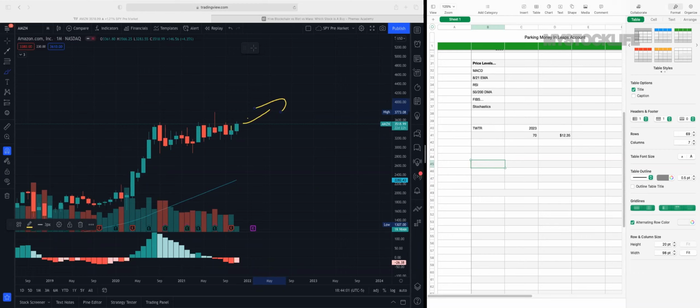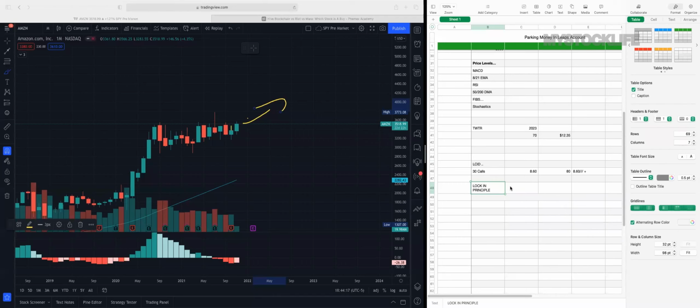So on my Lucid, like I explained, I got the 30 calls at $8.60. If I get the chance to sell the 80 call at anything above 860, I'm going to do it. That way I lock in my principal. This entire spread is free from 30 to 80. That's a 50-point spread, and the value is $5,000. A free position until 2023. If Lucid continues going up and holds, that's my free money.